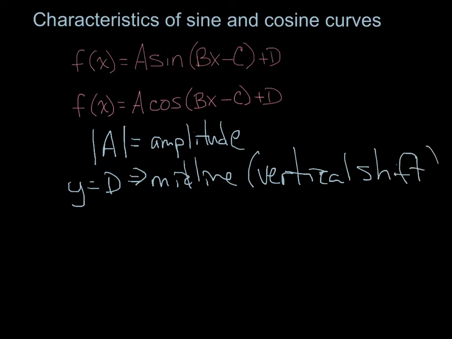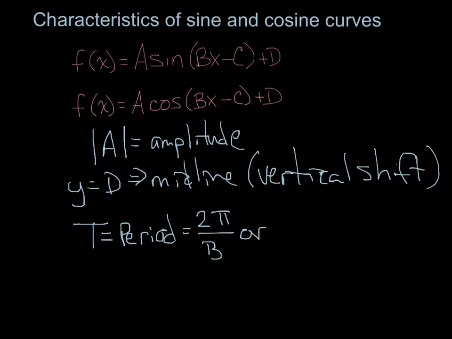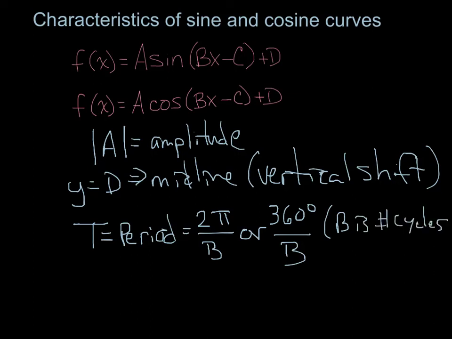The next ones are the horizontal ones, and they work together in a lot of ways. The first one to talk about is the period, which doesn't actually show up here explicitly. But T is the period, one of the most important characteristics of the sine and cosine, and that's found by 2 pi over b if you're dealing in radians, or 360 degrees over b if you're dealing with degrees. B is the number of cycles completed per 2 pi or 360 degree revolution around a circle.